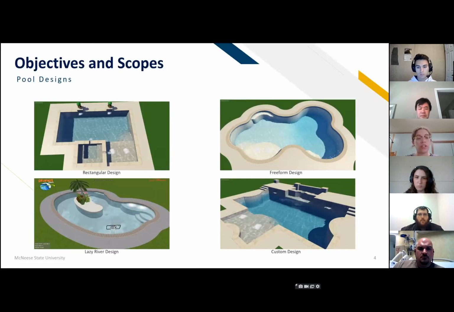So these 4 figures shown here were given to us by Planet Pools. These are the animation drawings of the 4 designs that were used in this project, which include the rectangular design and freeform design shown in the top left and top right of the screen, and the Lazy River design and custom design shown on the bottom left and bottom right of the screen.